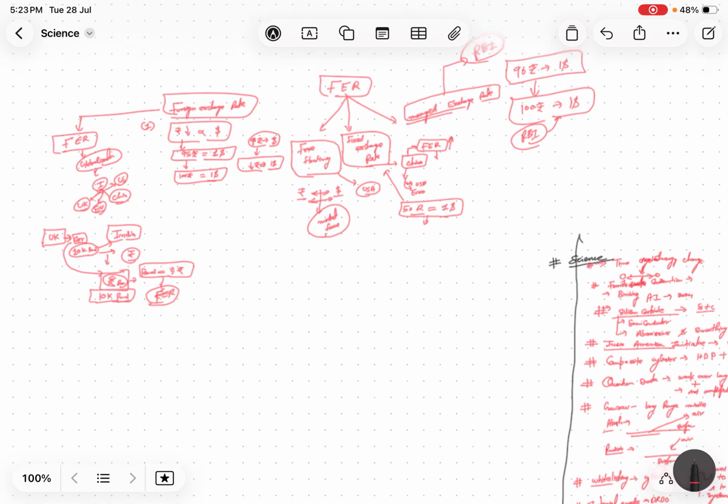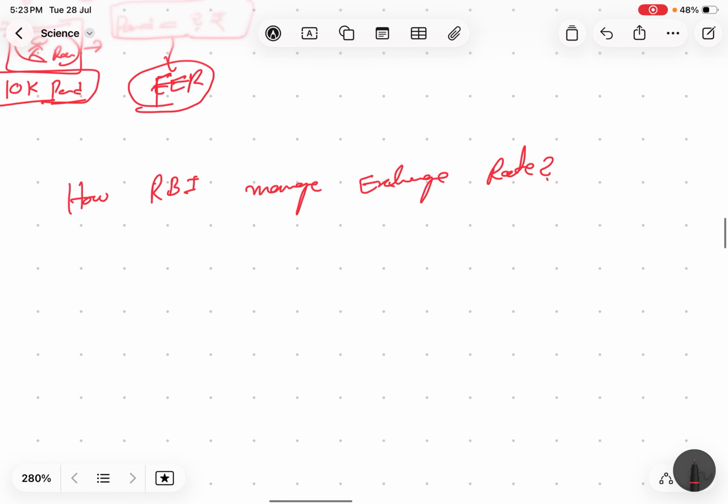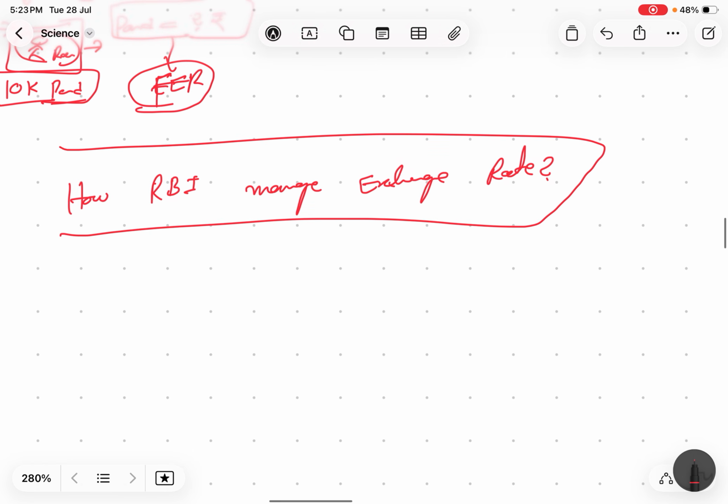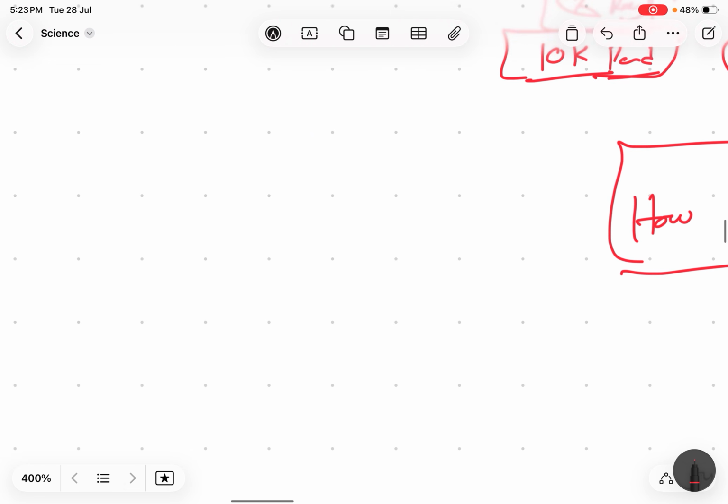Now understand how RBI manages all these things, how RBI manages the exchange rate. Before you understand how RBI manages the exchange rate, you must understand a basic trade fact.